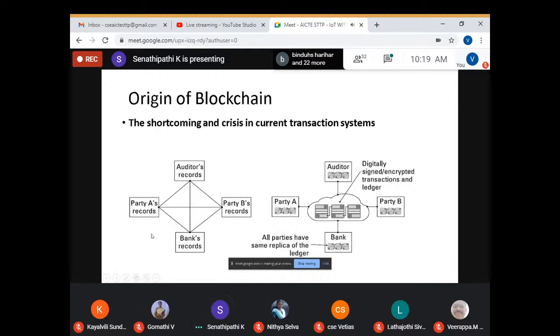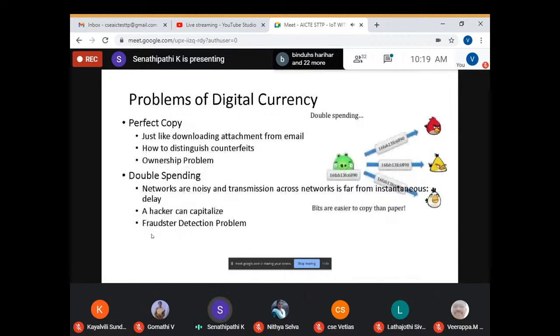The next one is problems of digital currency. So what is digital currency? Digital currency is nothing but currency in digital or electronic form, but it is not encrypted. Anyone can have a copy of it. It's similar to downloading an attachment from an email, right? It is very difficult for us to distinguish which is original and which is counterfeit. So there is the counterfeit and ownership problem: who has the original digital currency?